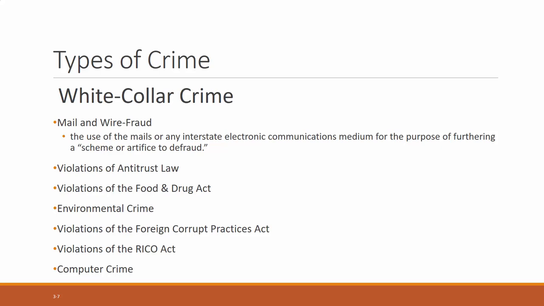The RICO Act, that's racketeering and organized crime, computer crime. Anyway, like I said, I don't want to spend a ton of time on these. But these are all considered white collar crime as opposed to murdering people or assaulting them. These are, using the computer to get people's passwords and get into their accounts and steal information that you can then sell or things like that.